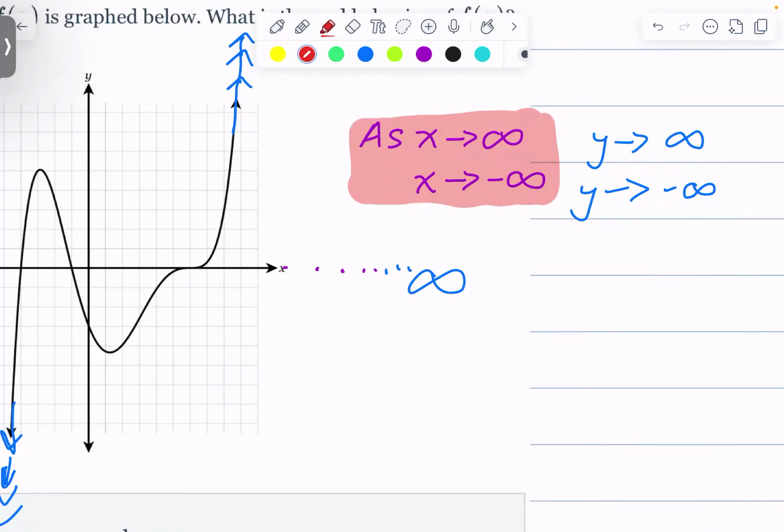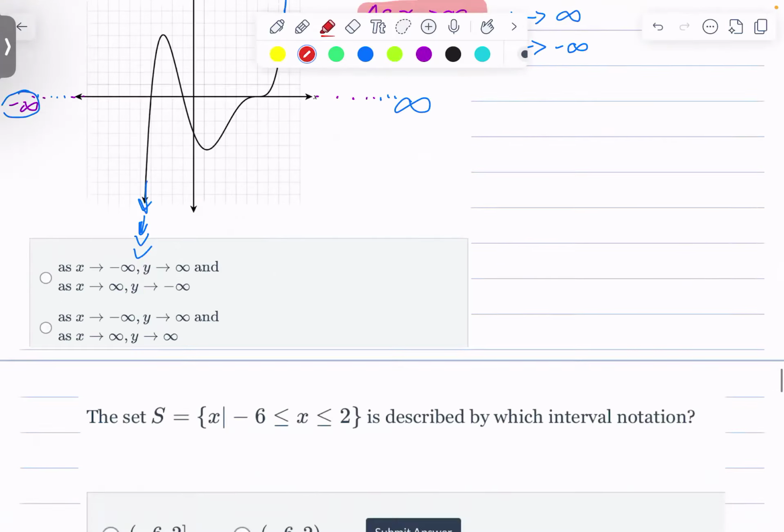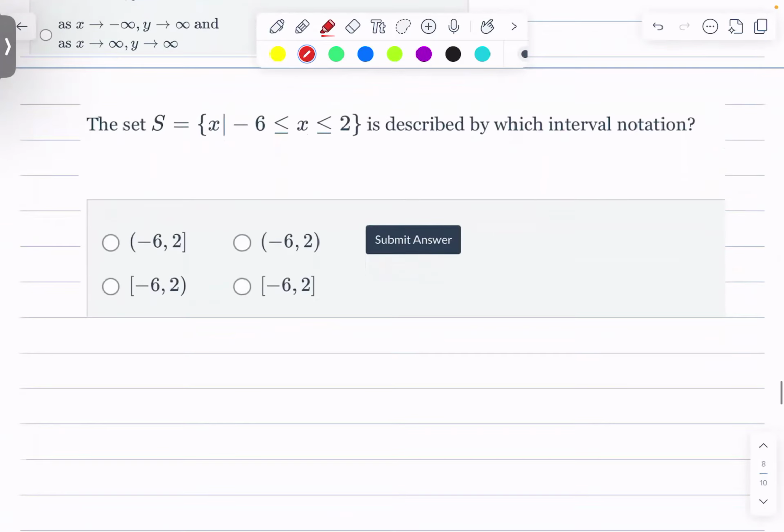Or it might tail off to a certain point, right? So you just put that point in there. Okay? That is end behavior. Now let's practice some more on interval notation.